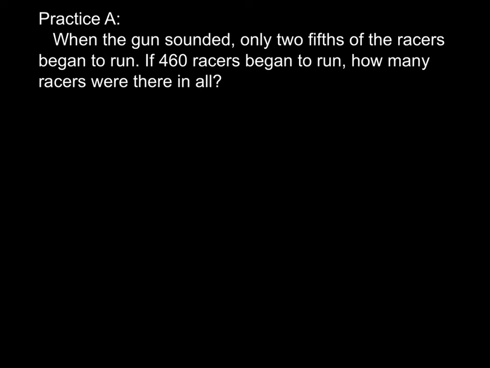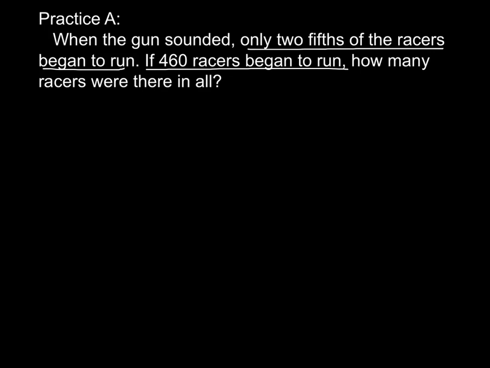In this practice problem, you might have noticed that it's very similar to example 1. When the gun sounded, only 2/5 of the racers began to run. If 460 racers began to run, how many racers were there in all? In this particular case, they made 2 references to the racers that began to run. It says only 2/5 of the racers began to run. This sentence is referring to 2/5 of the total racers. The second sentence tells us that 460 racers began to run. So now we know an exact number.